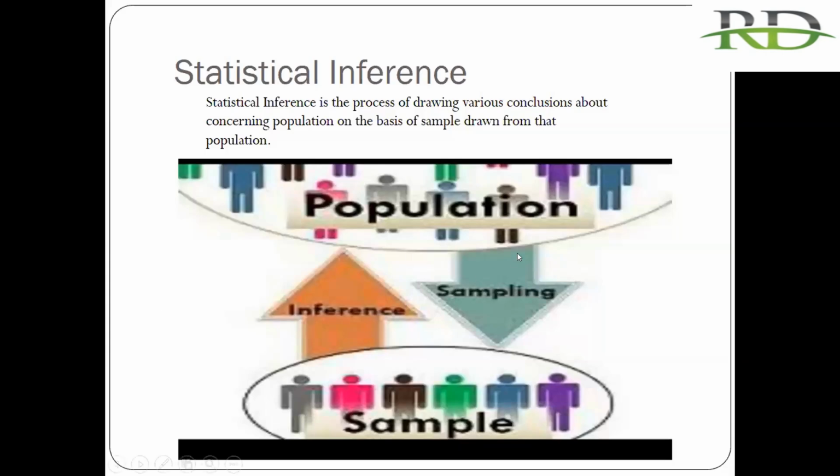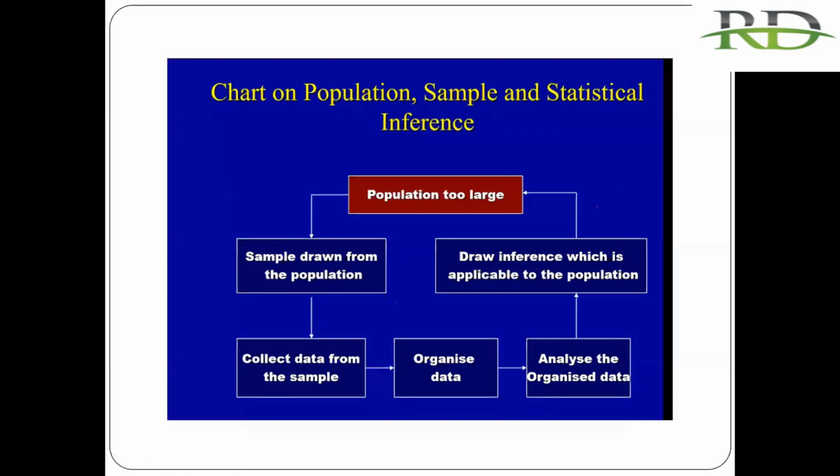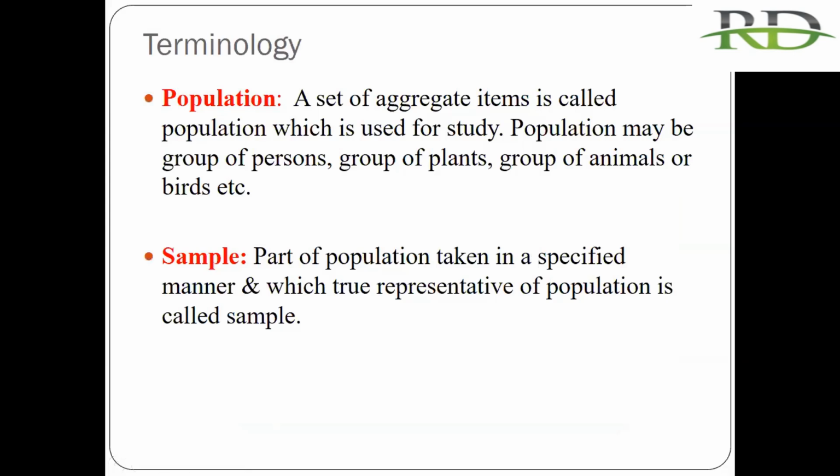Is it clear? Now this is the chart for statistical inference. Suppose the population is very large, then we draw a sample from the population. We collect the data from each unit of that sample, organize the data, analyze the organized data, and draw an inference which is applicable to the population. Population, sample. So this is the basic terminology.